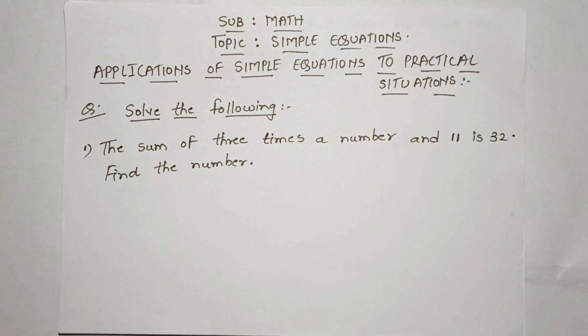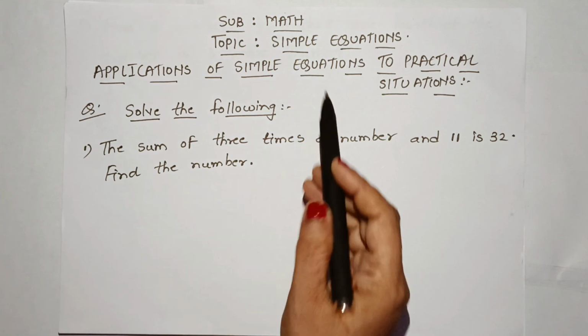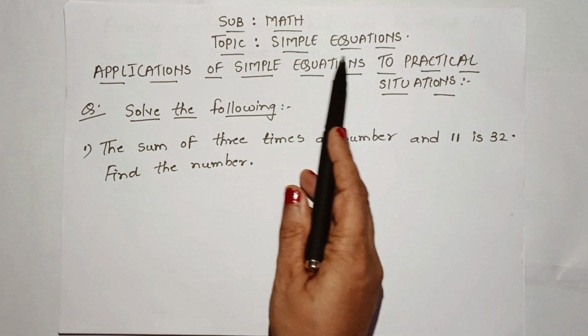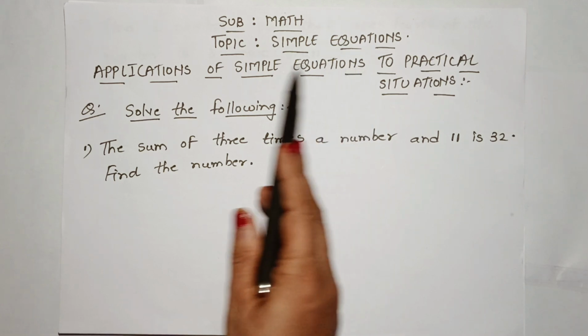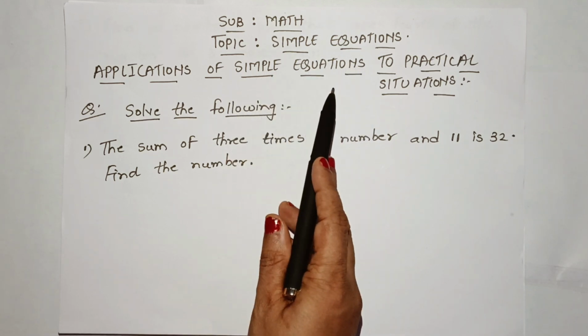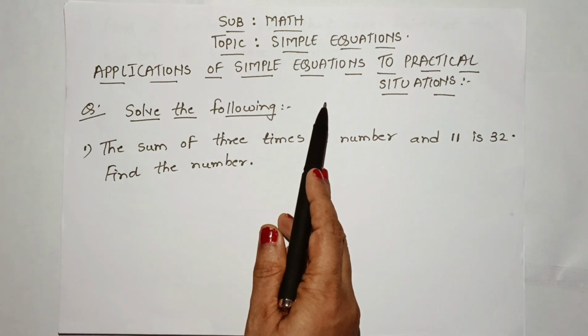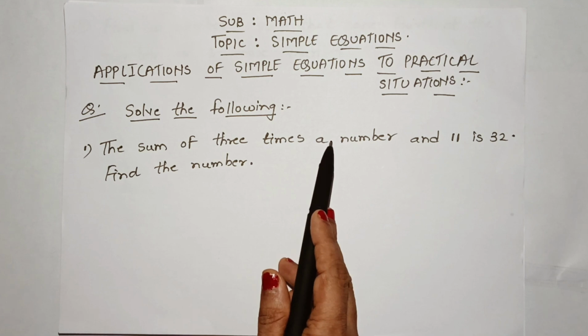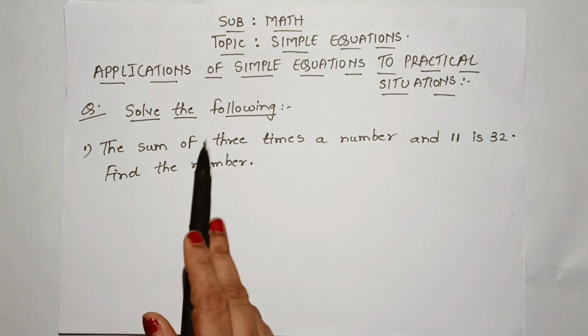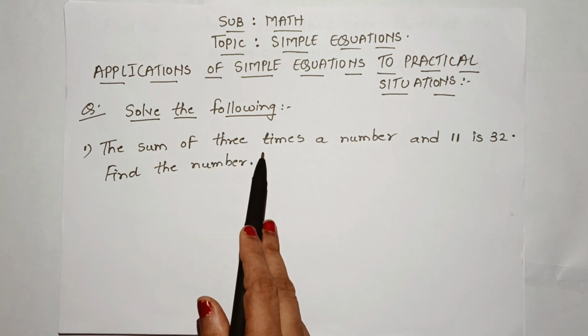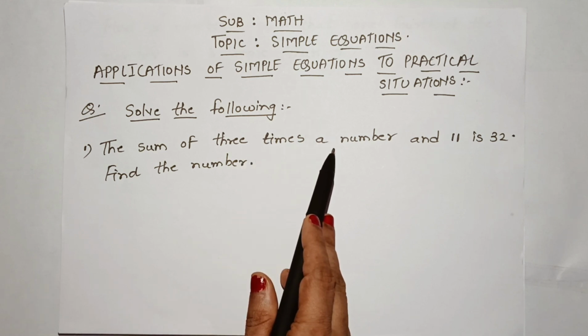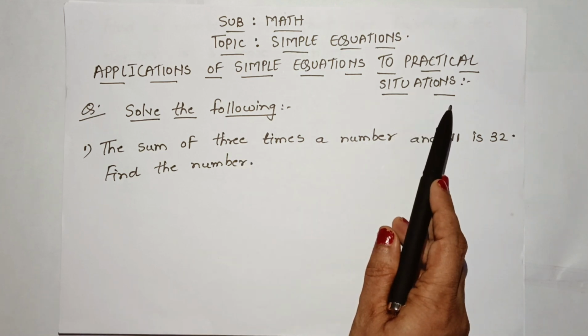And today we are going to see a very interesting topic: how to apply simple equations to practical situations. As we know, a simple equation should have an equality sign, correct? We have also learned how to solve simple equations by the trial and error method and the transposing method. Okay. Now, how to balance the equation? Very important. Now, we are going to learn how to solve puzzles or problems from practical situations.